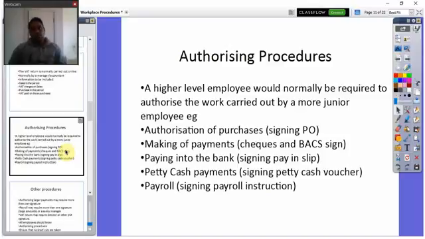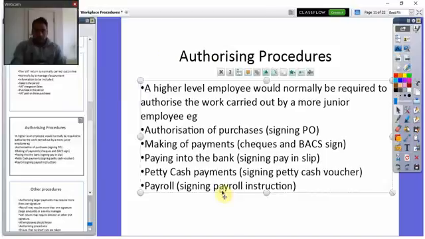It also reduces the chance of fraud, because if someone else is checking your work, then you'd have to be in collaboration in order to commit fraud, because the person checking your work, if they're checking it properly, would normally discover any fraudulent transactions, any mistakes, etc. So this is the reason that there's segregation of duties, and it is a very important aspect of accounting.